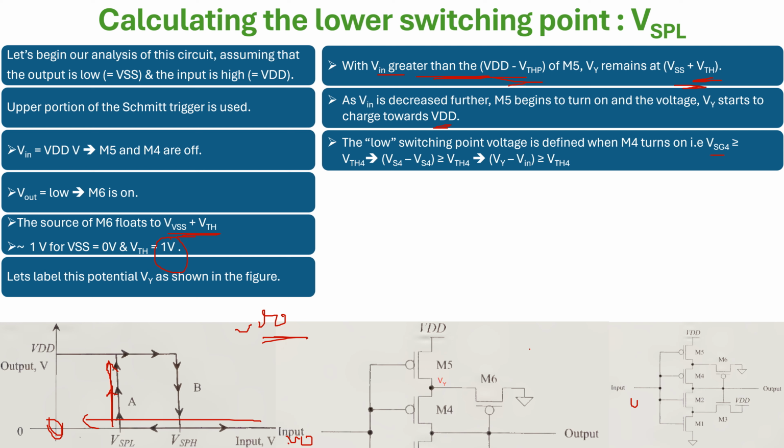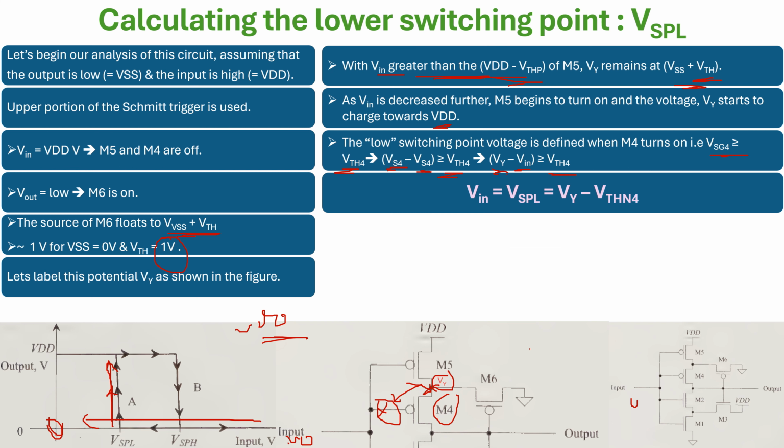Okay, so now what is VSG4? VSG4 should be greater than or equal to VTH4. Naturally, it means VS4 minus VG4 should be greater than or equal to VTH4. I'll write VS4 as VY, and VG4 is nothing but Vin. So VY minus Vin should be equal to VTH4. From this equation, we get this important thing.